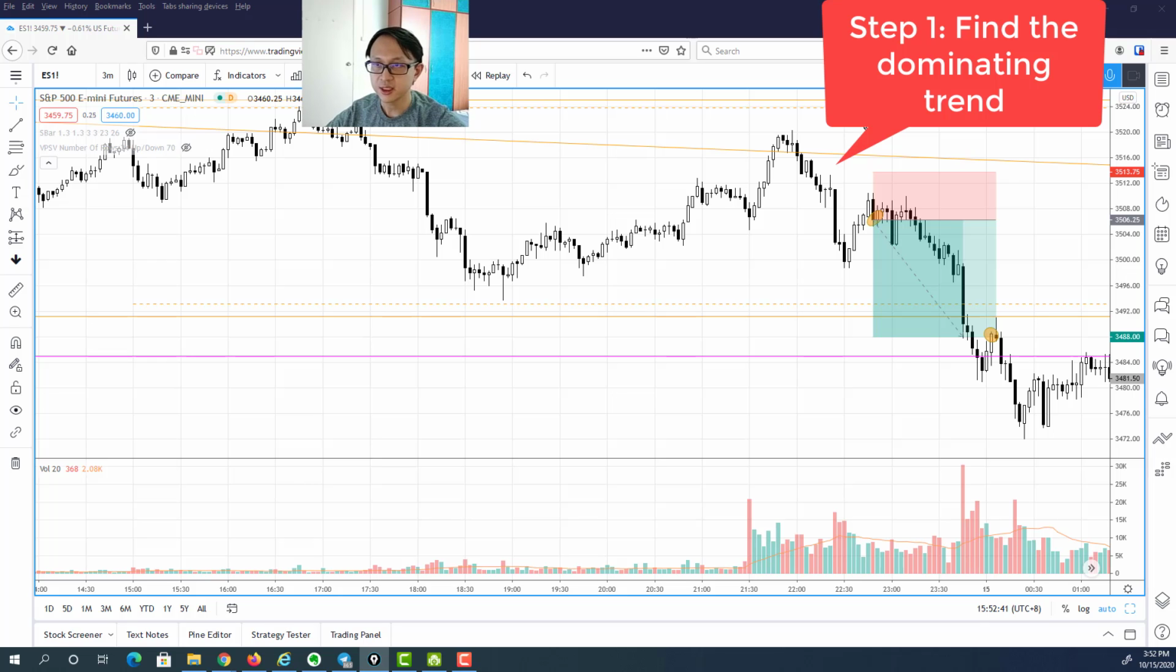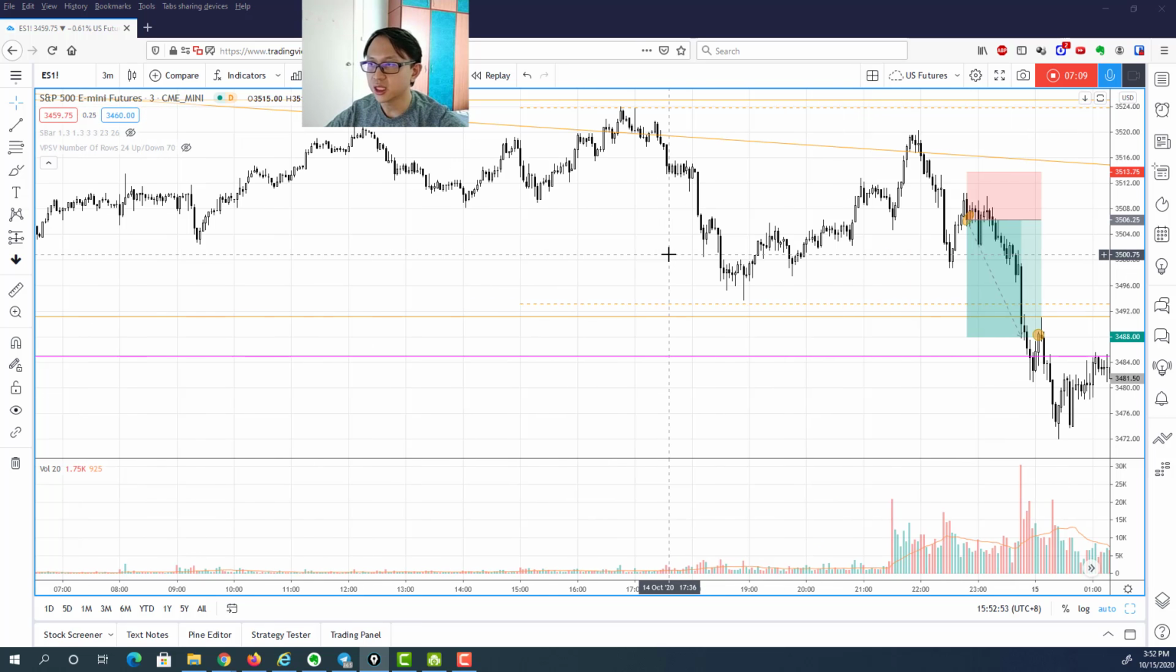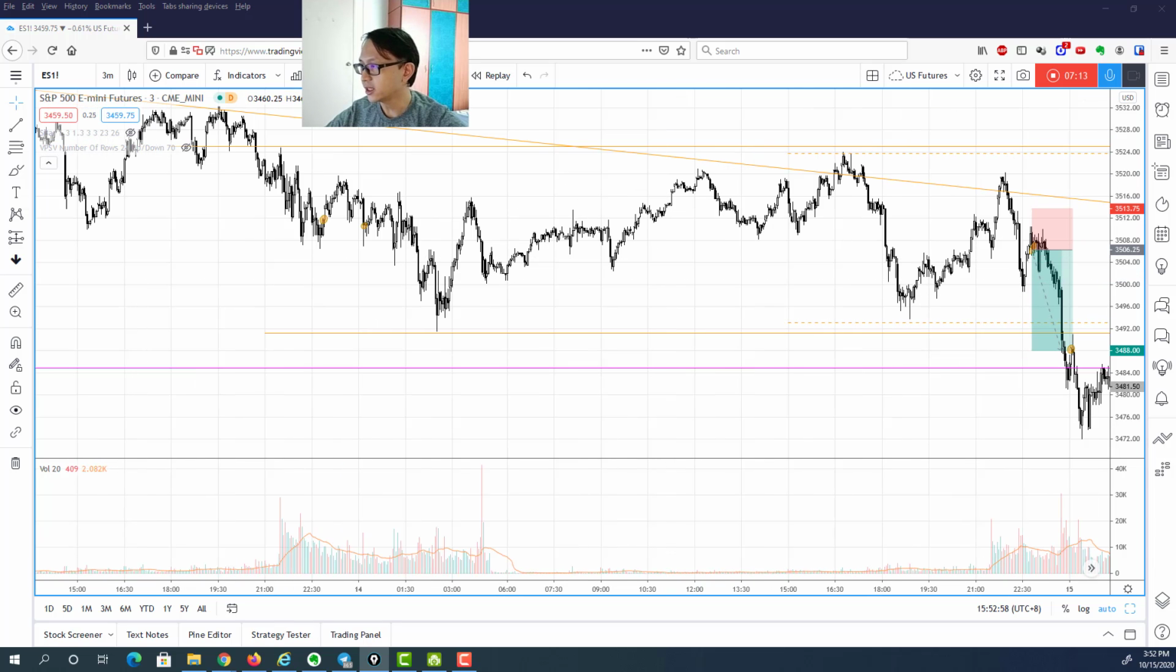So in this case, the first step is to determine the dominating trend. What's the dominating trend at the moment? If you just look at the larger picture, for example within the day high and day low, I think it's quite obvious. We are in the middle of nowhere, and the dominating trend is kind of ranging. So it's a ranging market. In this case, it's a bit tricky.